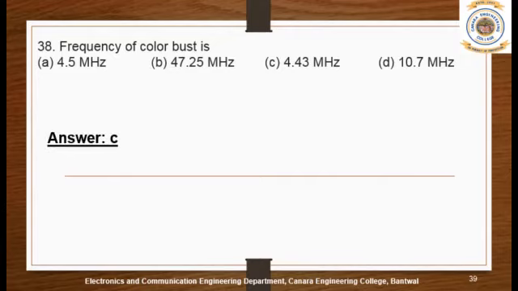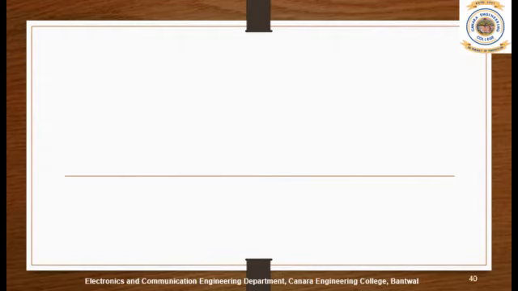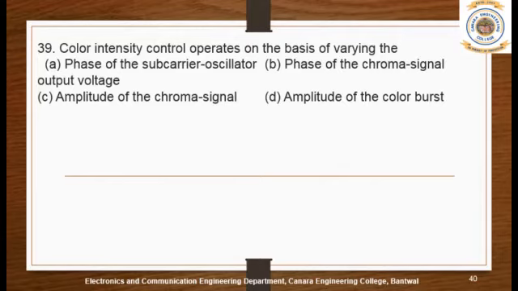Frequency of color burst is 4.43 megahertz. So this is the frequency of a color burst which is normally used. So 4.43 megahertz.